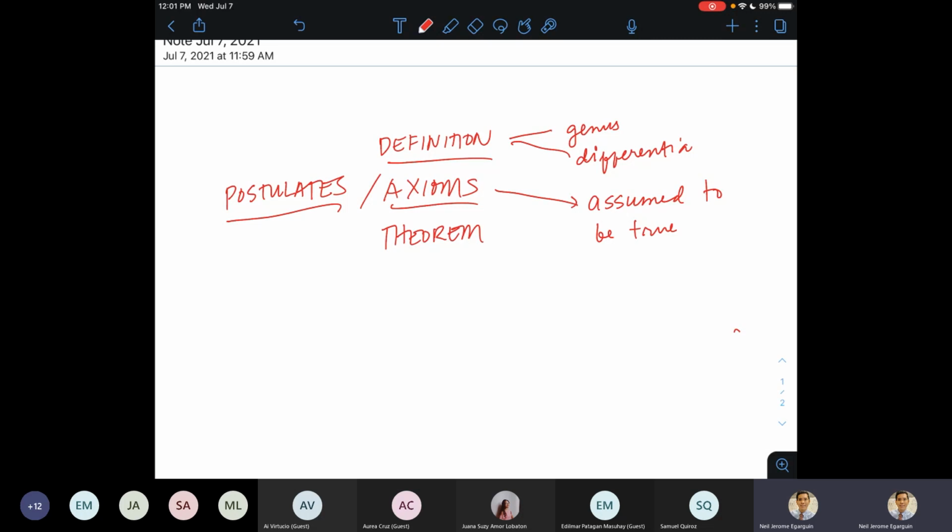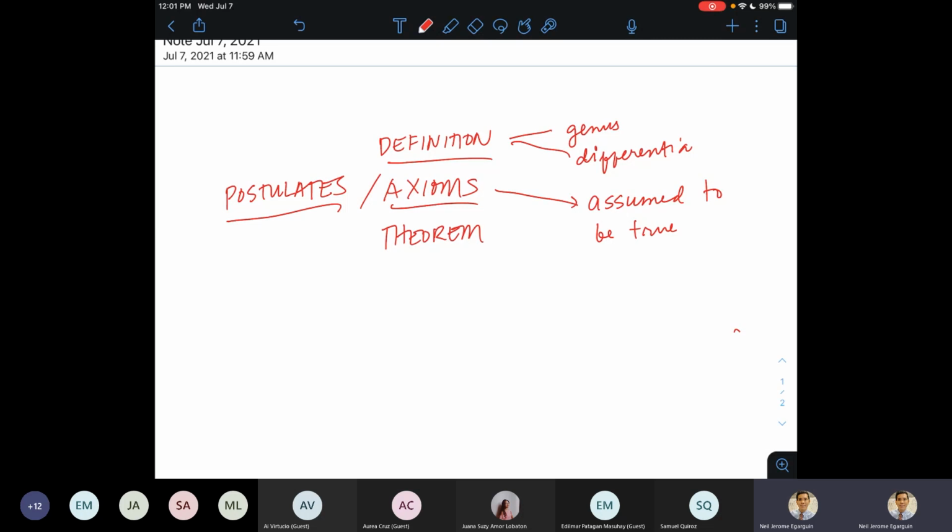But for axioms and postulates, we have some criteria. What makes a set of axioms mathematically desirable? So nandiyan dapat yung consistency, meaning the axioms will not contradict each other. Then it should be complete, meaning you should be able to get all of the possible theorems or results based on this limited number of axioms and so on.